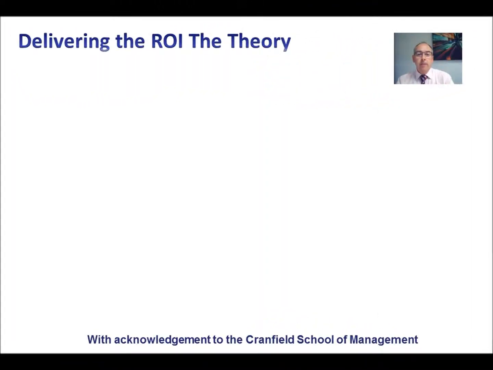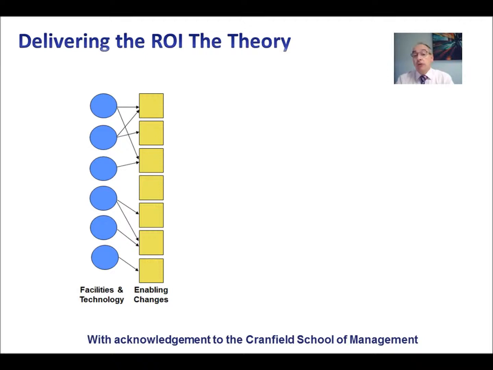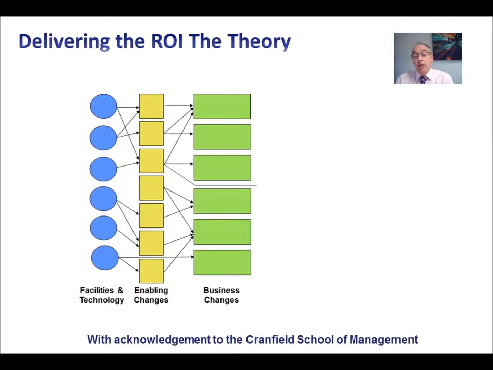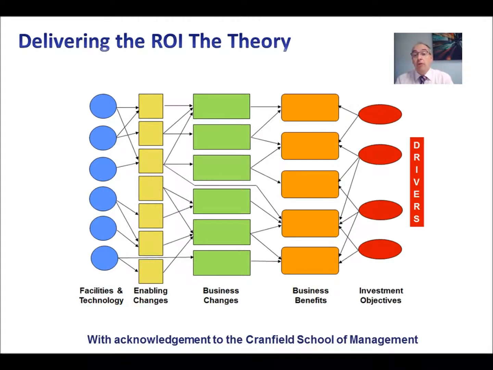So first, the theory. We will use an approach developed by the Cranfield School of Management. Now on the left hand side, what we identify are our facilities and technology. From that, we have features that we'll deliver which enable changes in the way that we do business. And those changes will lead to business changes. And it's from the business changes that we expect to get business benefits. And the business benefits should lead through to our investment objectives. And our investment objective in this case is to reduce cost.